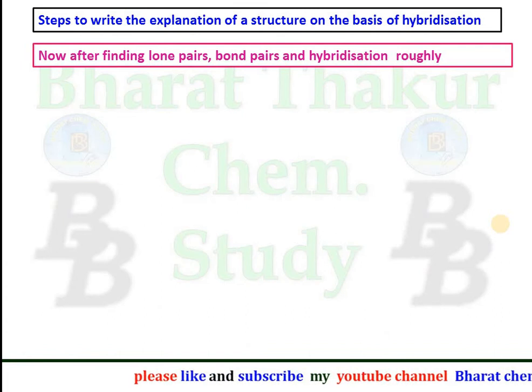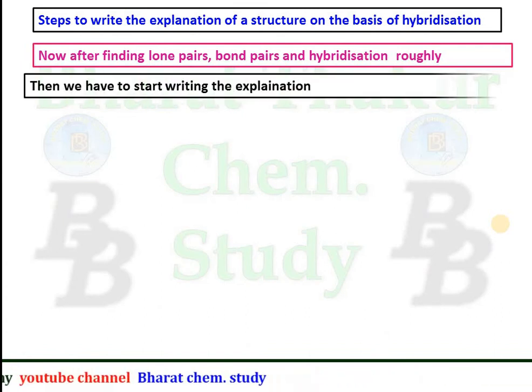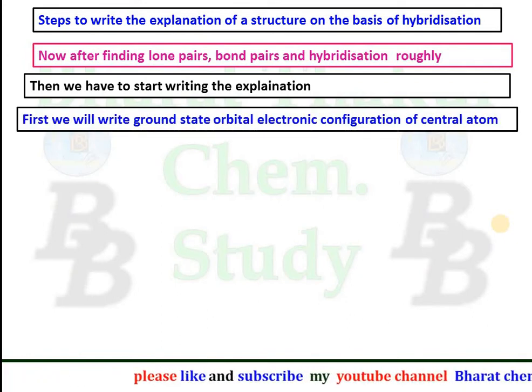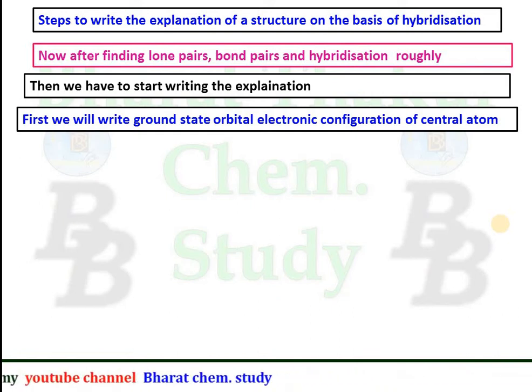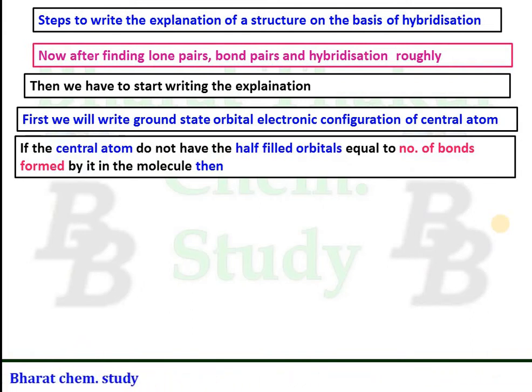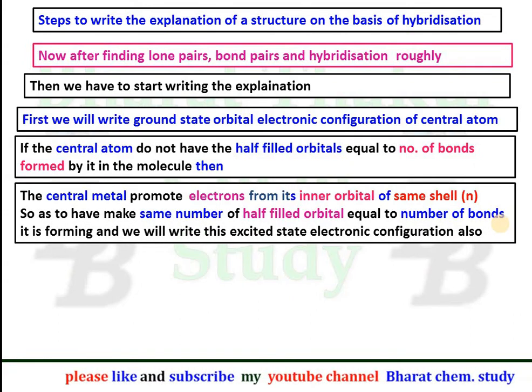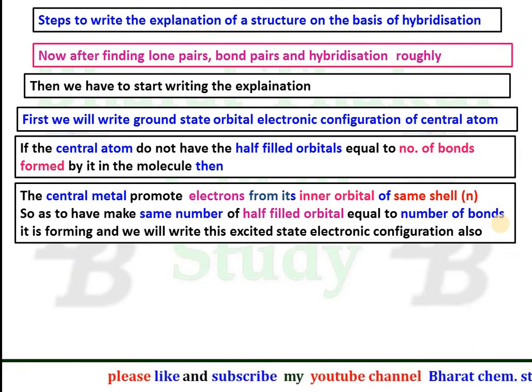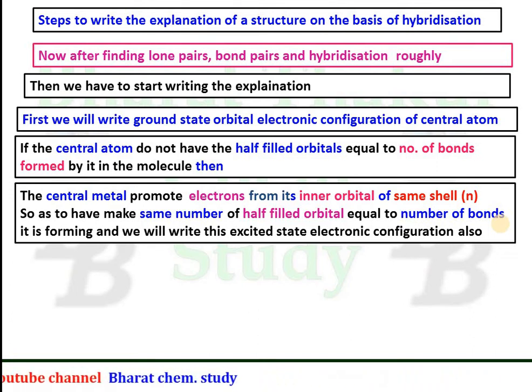Now after finding the lone pairs, bond pairs and hybridization roughly, we have to start writing the explanation. During the explanation, the first step is to write the ground state orbital electronic configuration of the central atom, the configuration which we represent in boxes. And if the central atom does not have half-filled orbitals equal to the number of bonds formed by it in the molecule, then the central atom promotes an electron from its inner orbital of the same shell so as to make the number of half-filled orbitals equal to the number of bonds it is forming.